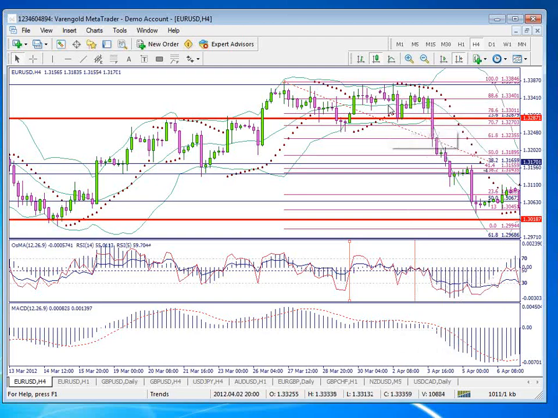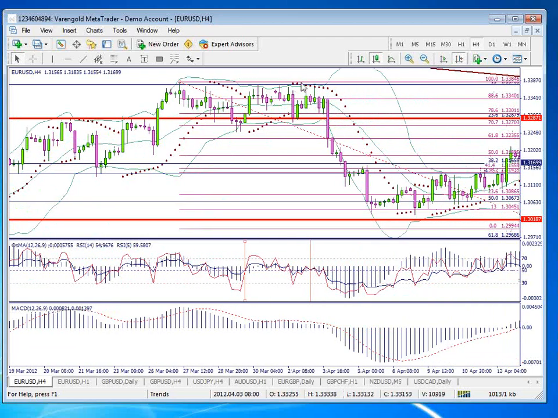So we are looking for the pair, when it tests that 100 level again, to go into one sell. And here when the pair retested the 100 level and went in the down direction, we go into the second sell.